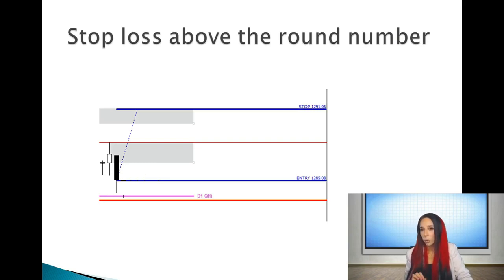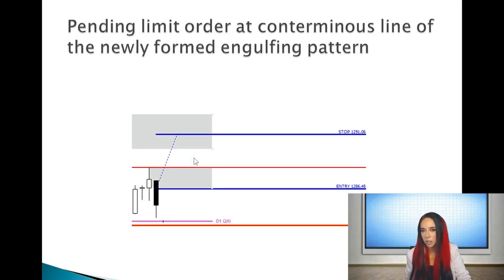It's all to do with newly formed conterminous lines. So in this case, you have a newly formed conterminous line on the 30-minute chart engulfing pattern. Okay? So that would be another option: a pending order at the conterminous line of the new engulfing pattern.